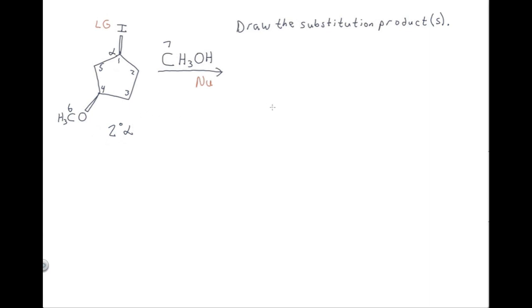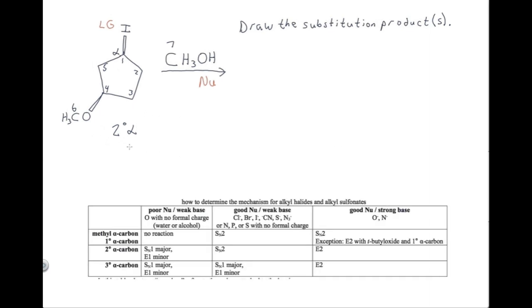Now we can choose our mechanism. With a secondary alpha carbon, we'd be using the middle row of our table. And neutral oxygen in an alcohol is the left-hand column of our table. So we predict an SN1 mechanism. E1 would be minor, but the problem said to draw the substitution products.